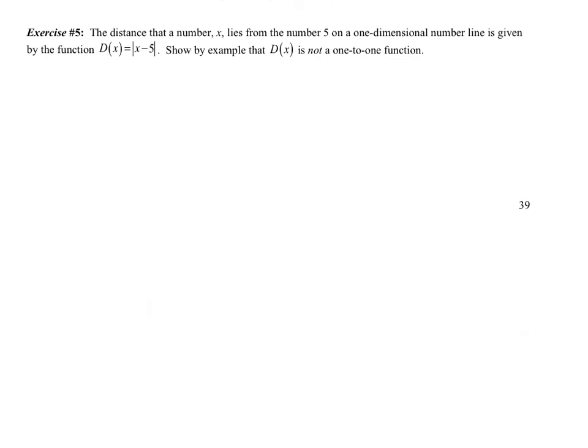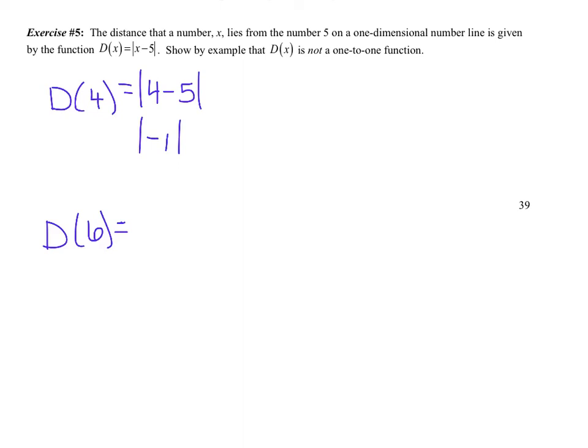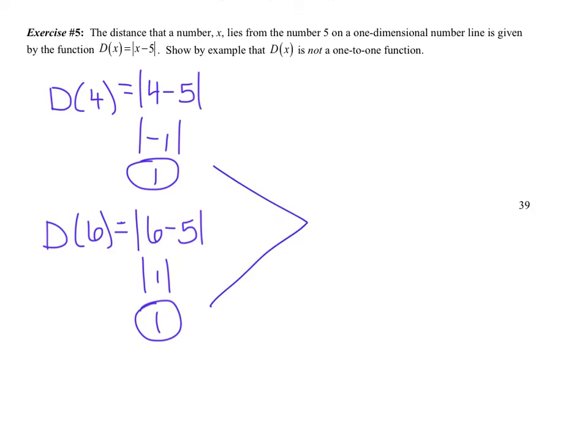So this is just me proving, by example or algebraically, that it isn't one-to-one. So I'm going to plug in a 4, and I'm going to minus 5. 4 minus 5 is -1. Well, the absolute value of -1 is 1. And now when I plug in a 6, I'm going to do 6 minus 5. 6 minus 5 is 1. The absolute value of a positive 1 is still positive 1. So this proves that it is not one-to-one.